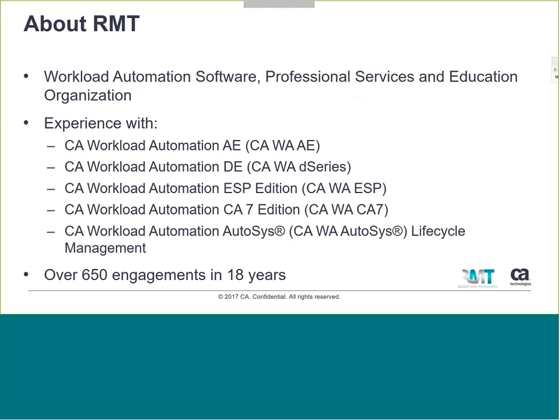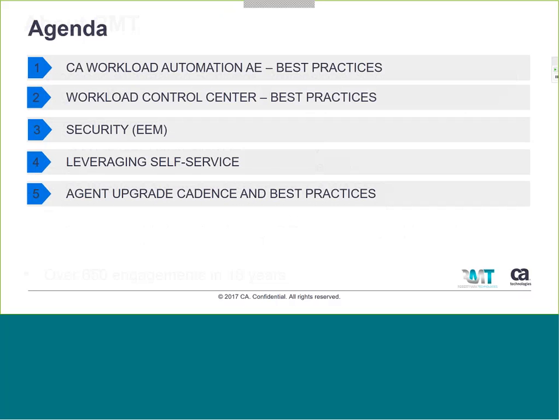Quick intro about RMT. I'm sure many of you know us. We work on all of the CA workload automation products: Workload Automation AE, DE, CA7, ESP, all of them. About 18 years in the business, about 650 engagements. 650 was when this presentation was done. This was, I think, last November for CA World. So that number has changed again.